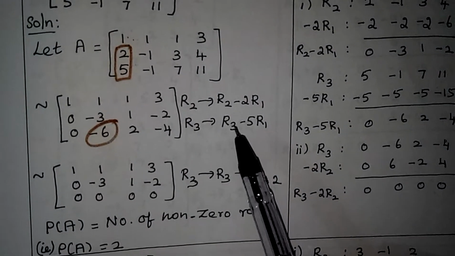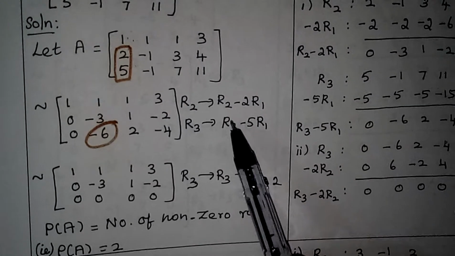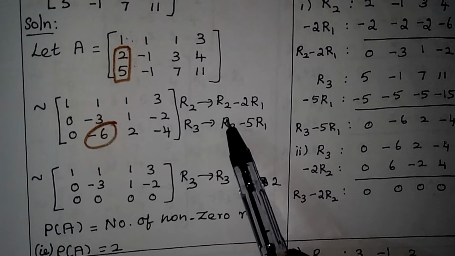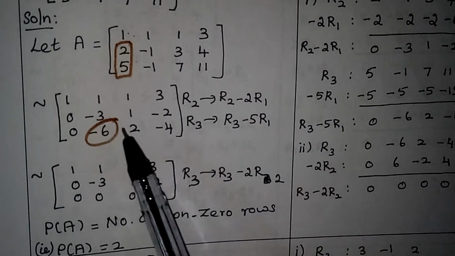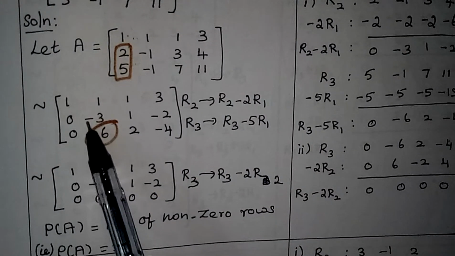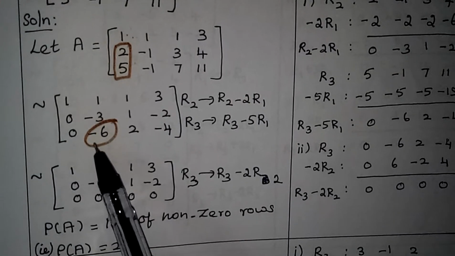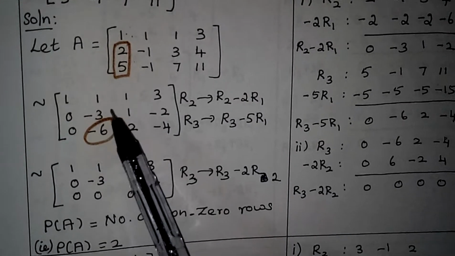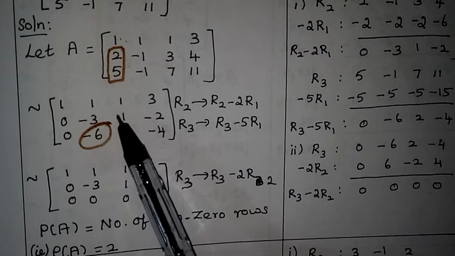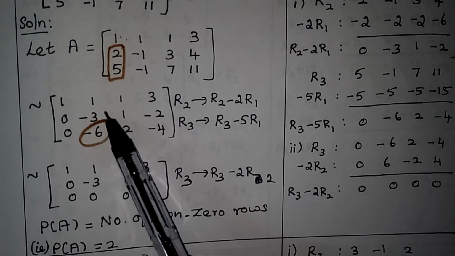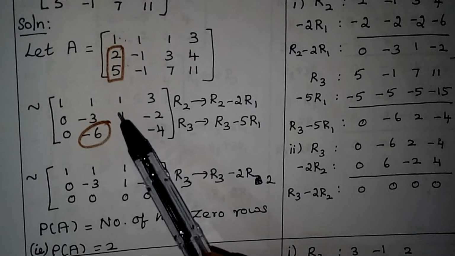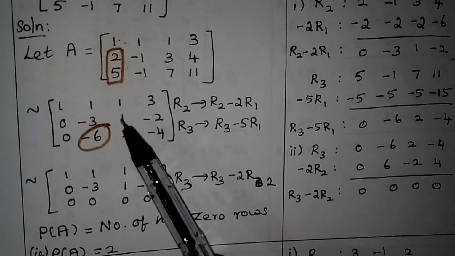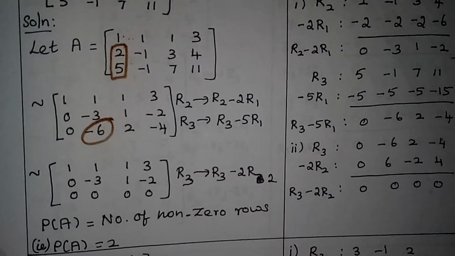And listen, at one time only a maximum of two calculations we can do. We should not do 3 calculations at a time. And many of them make this mistake: they will write R2 as R2 minus R3, and R3 they will write as R3 minus R2. Like that you should not write, because both are the same. From the second row you are subtracting the third row, or from the third row you are subtracting the second row. So any one calculation only you have to do among that.